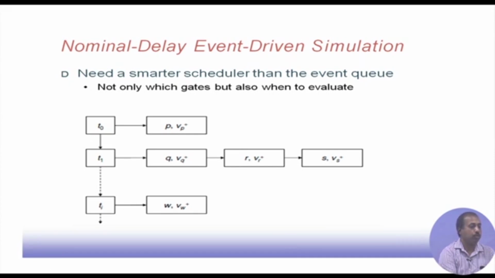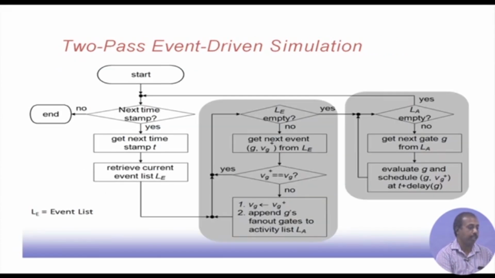So, this is the point, that it is not that we have to identify only the gates that we need to simulate, but also we need to identify the time at which the simulation has to be carried out. So, this is basically a 2-pass event driven simulator that takes care of this timestamp as well.